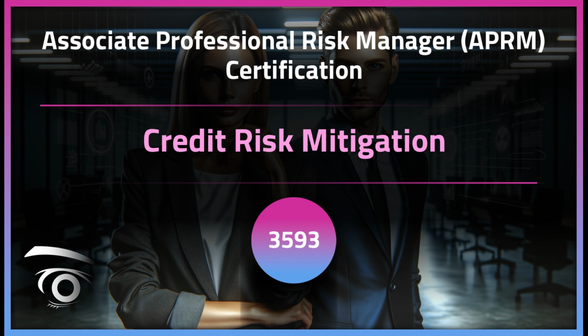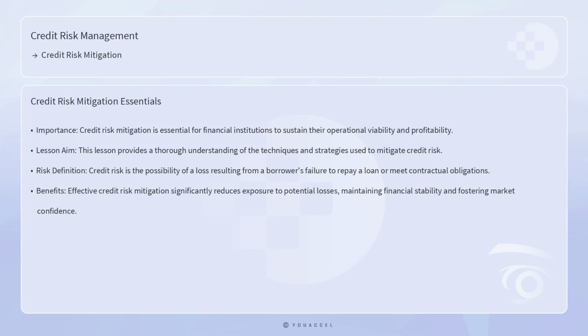Let's proceed with the lesson. Lesson: Credit Risk Mitigation. Credit risk mitigation is an essential aspect of credit risk management, crucial for financial institutions to sustain their operational viability and profitability. This lesson aims to provide a thorough understanding of the techniques and strategies used to mitigate credit risk, which is the possibility of a loss resulting from a borrower's failure to repay a loan or meet contractual obligations. Effective credit risk mitigation can significantly reduce the exposure of banks and financial institutions to potential losses, thereby maintaining financial stability and fostering market confidence.